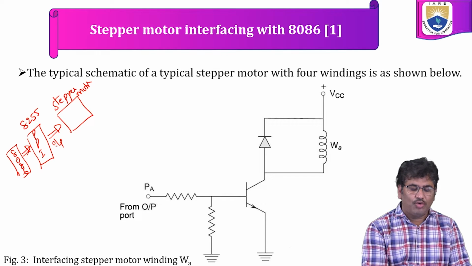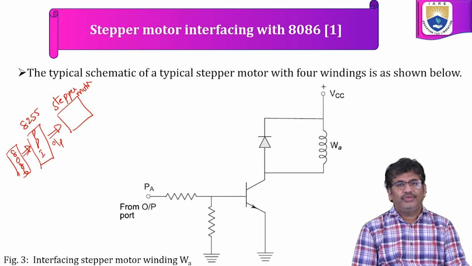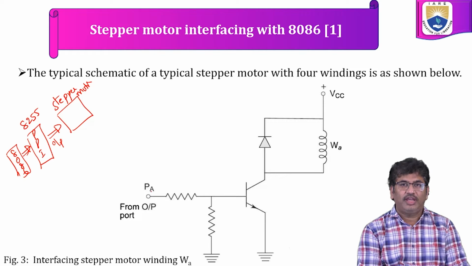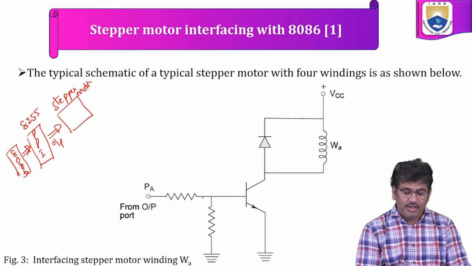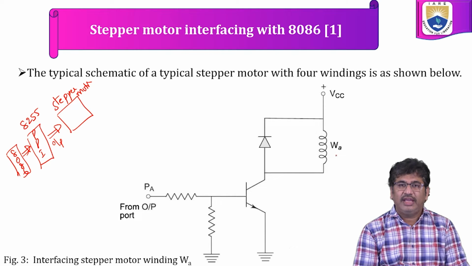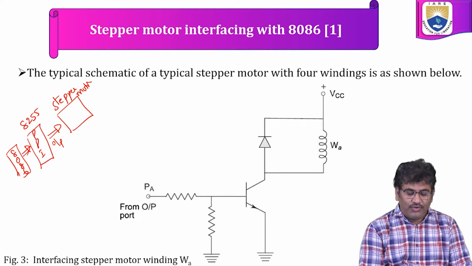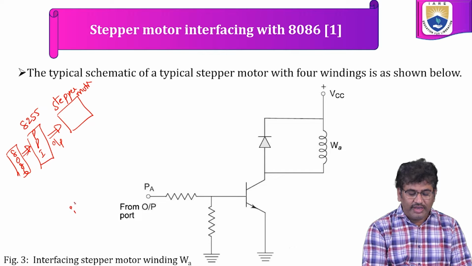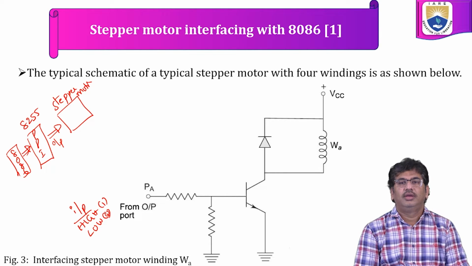These ports are output ports. One of the ports we are considering for the 8255 is port A. Assume one bit of port A, either A0, A1 up to A7, is connected to this circuit. Now we will see how winding A will be excited. That means it has to allow some amount of current to flow through the winding. So for this port A bit, I can give the input as either logic high or logic 0. Now we will see how the circuit functions for logic high.